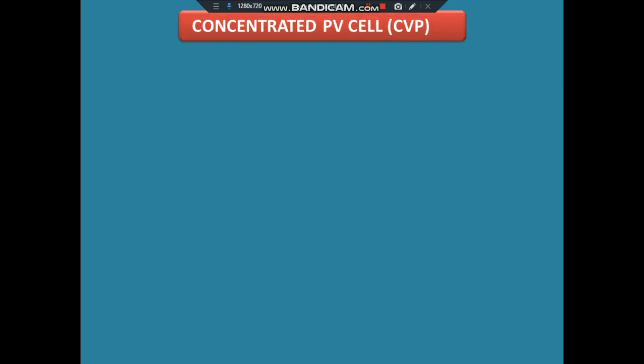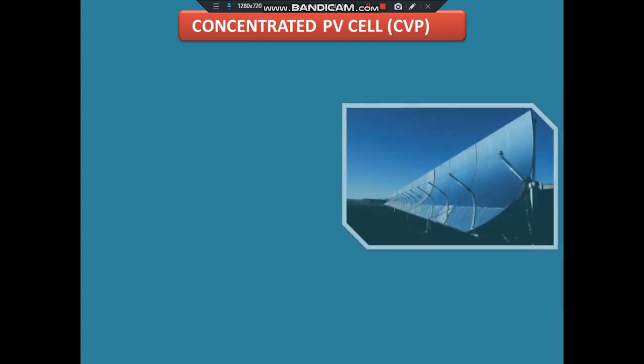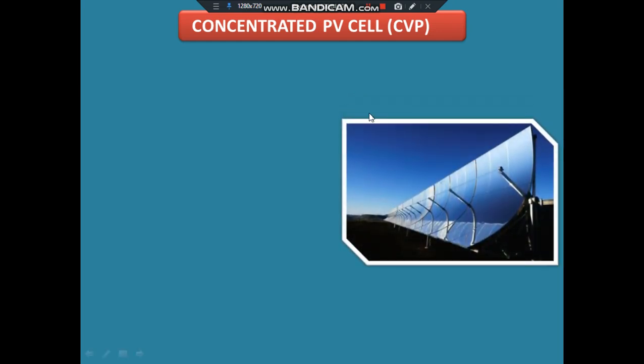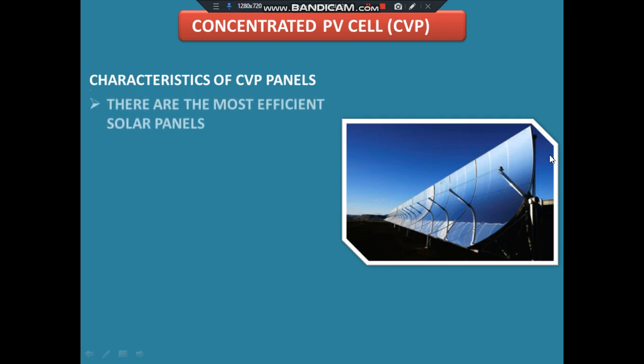We move to another type of monocrystalline solar panel, which is the CPV solar panel. Here is a picture of the CPV solar panel, as can be seen here. So we want to take a closer look at some of the characteristics that make the CPV solar panel the most efficient solar panel. So we move to the characteristics of the CPV solar panels.